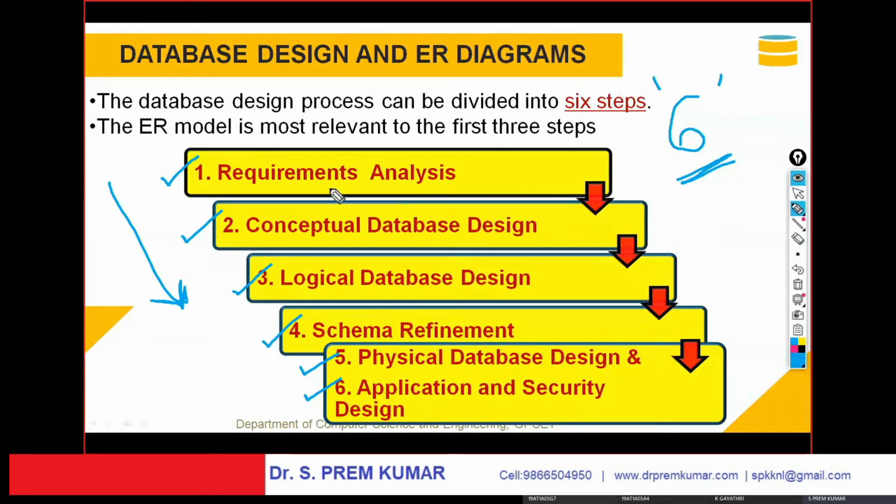The first step is requirement analysis. Second is conceptual database design. Third is logical database design. Fourth is schema refinement. Fifth is physical database design. Sixth is application and security design. I just repeat, you memorize. One, requirement analysis, that is the first step, gathering the requirements. Second, conceptual database design. Third, logical database design. Fourth, schema refinement. Fifth, physical database design. Sixth, application and security design.